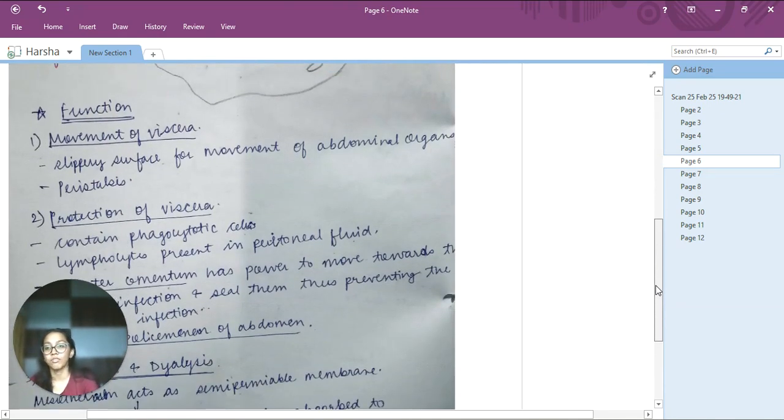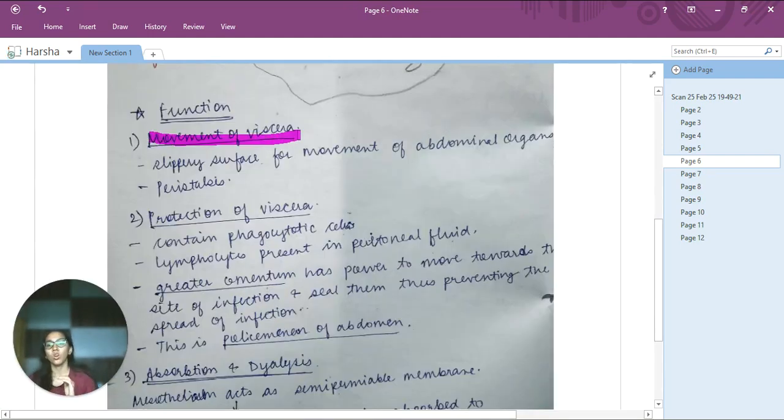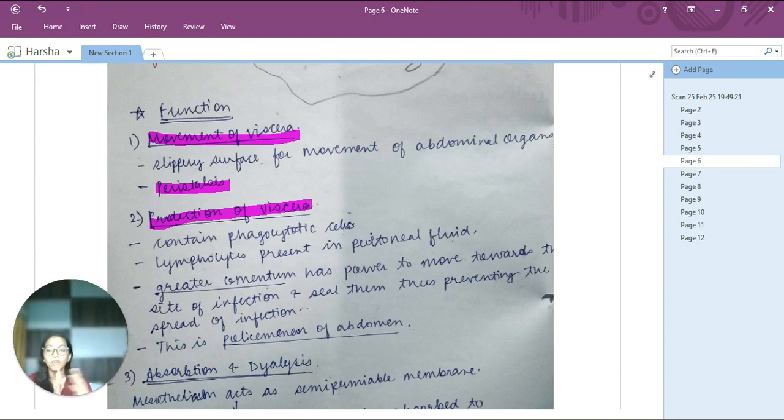Now what are the functions of the folds of peritoneum? The functions are movement of the viscera. How does it help in movement? It provides a slippery surface for the movement of abdominal organs, or for the purpose of peristalsis. The second most important function is protection of viscera. Like for the lungs we have the pleura, similarly for the abdominal cavity we have peritoneum. So its function is protection of viscera.